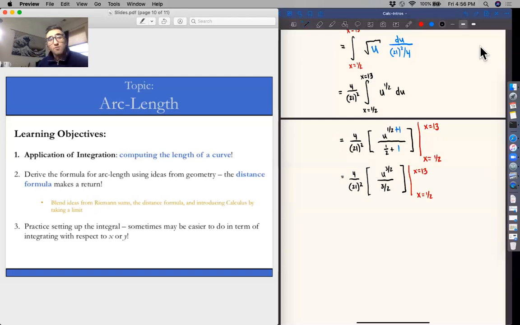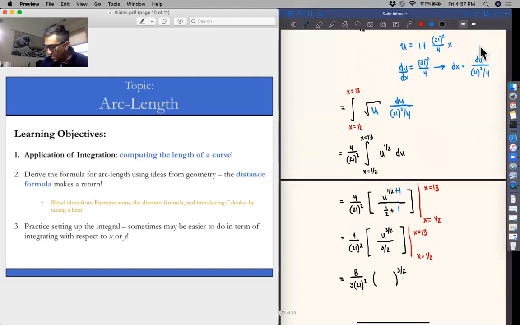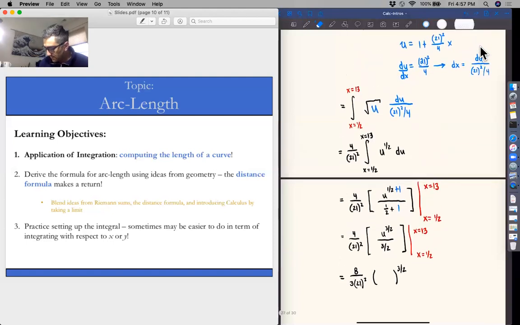Again, we're dividing by a fraction, so I'll reciprocate and multiply. So that'll be 4 over 21 squared times 2 over 3. That'll give us 8 over 3 times 21 squared. And then we have that u to the 3/2, and I'm just going to replace that u with what we called u previously, which was that quantity 1 plus 21 squared over 4 times x.